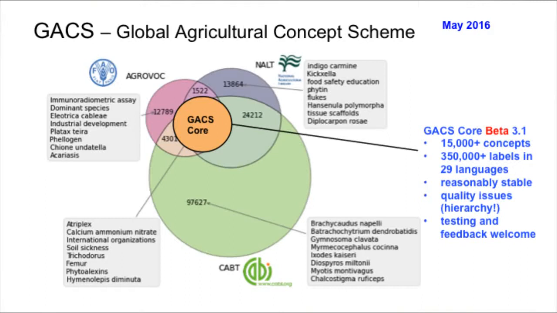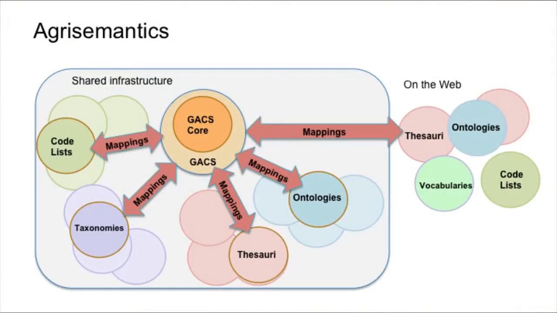Okay, Agrisemantics. Agrisemantics is an idea that arose at a workshop in July of last year. The idea being that GACS would serve as a hub vocabulary that would map to various other types of vocabulary.